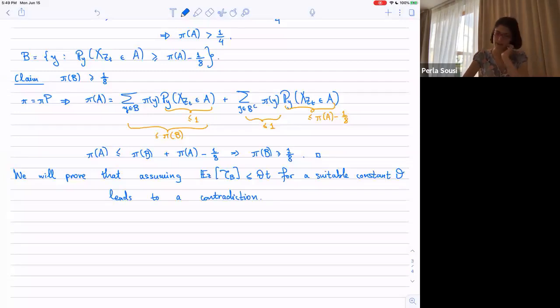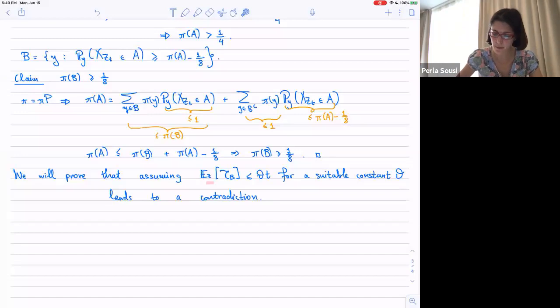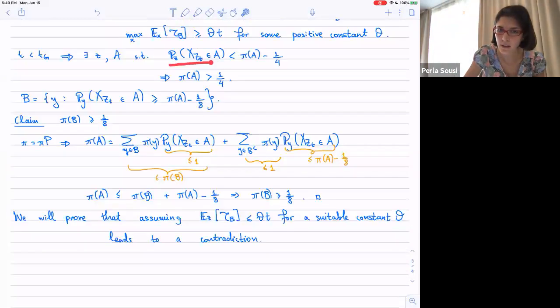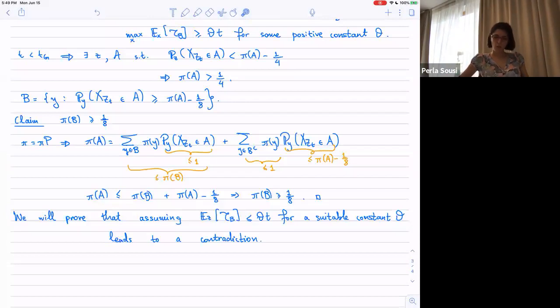So let me say again, I'm going to assume that the expectation starting from Z, remember Z is the bad starting state. So starting from Z, the probability that we are in A after T steps is upper bounded by pi of A minus a quarter. So what I want to show is that assuming the expectation starting from Z of tau_B is less than theta T, and I'm going to find the right value of theta, that is going to lead to a contradiction.